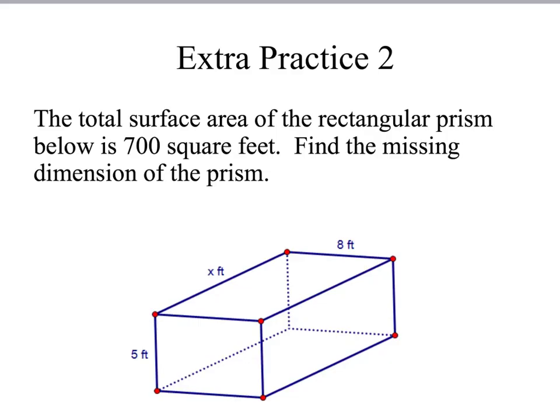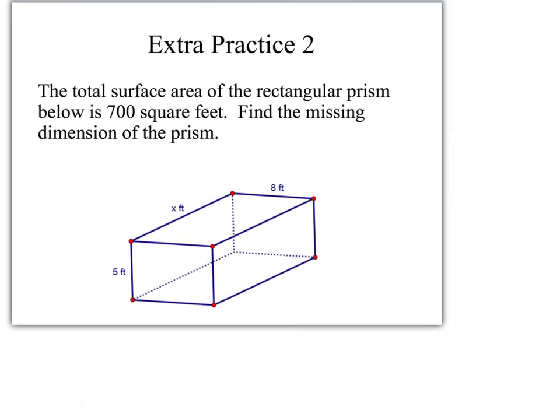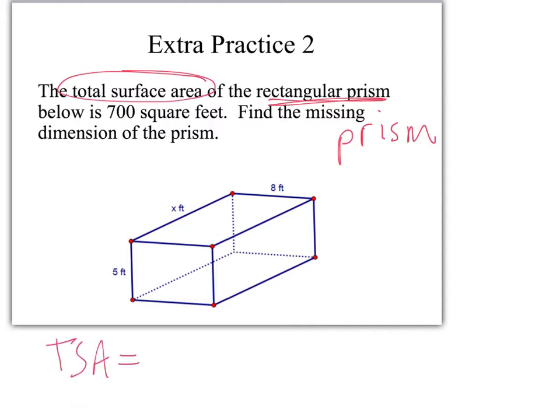Alright, last extra practice example. Again, if you think you need it, please listen. If not, you should probably go on to the exit ticket. They tell us what kind of shape we have, so we'll note it to ourselves. A prism, we're looking at total surface area. Total surface area. For a prism, that's 6 sides. So let me get down what all my 6 sides should be.